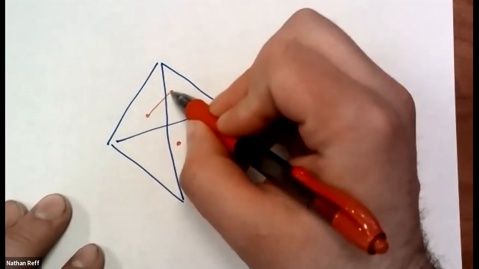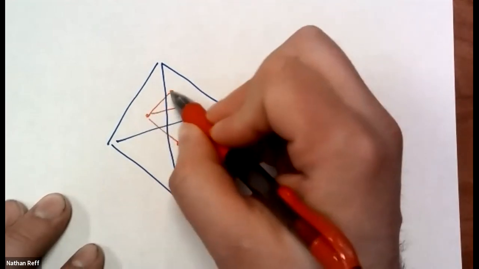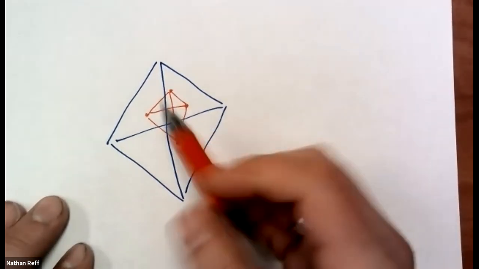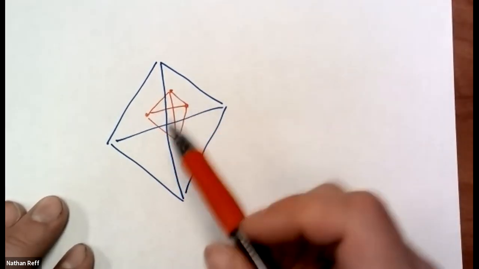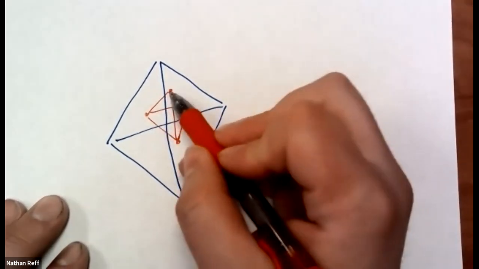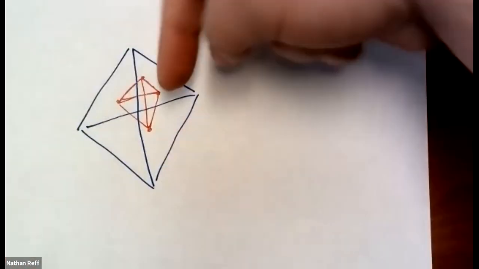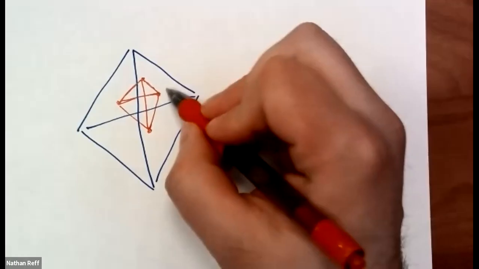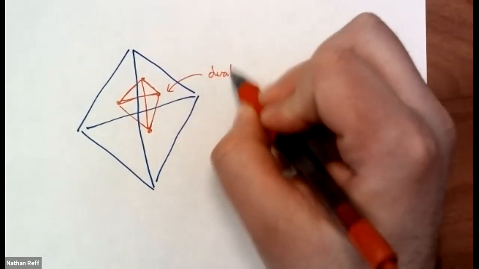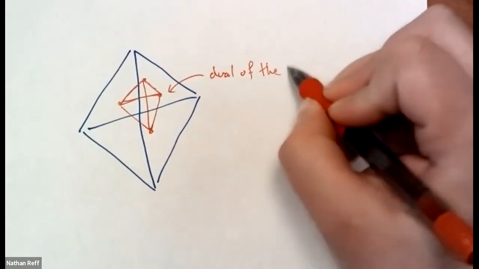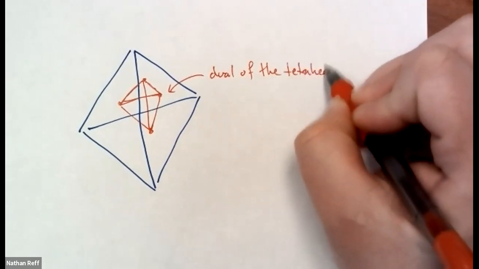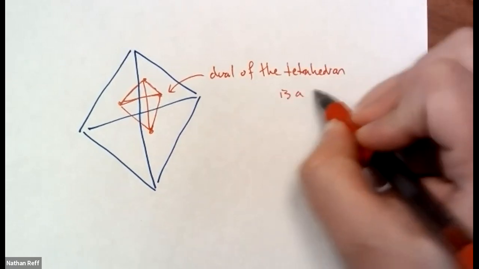I don't know if you can see that. It's hard for your brain to think about this, but this is flat on the top, right? And then these go down. So do you see this is the dual of the tetrahedron is a tetrahedron.